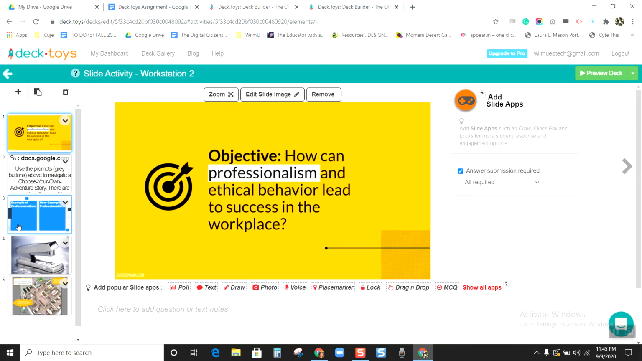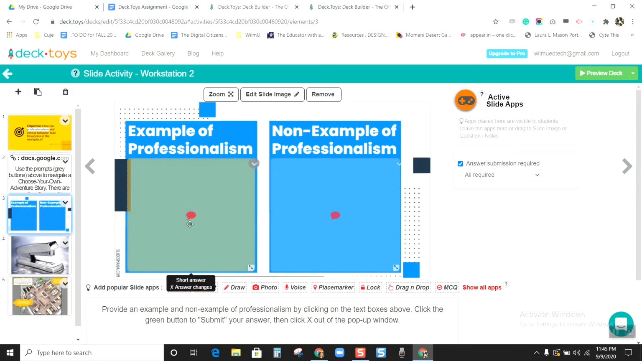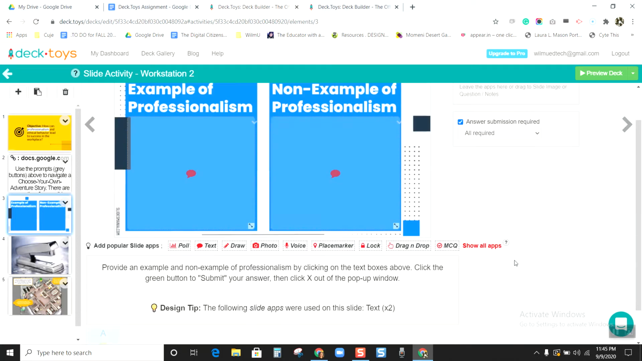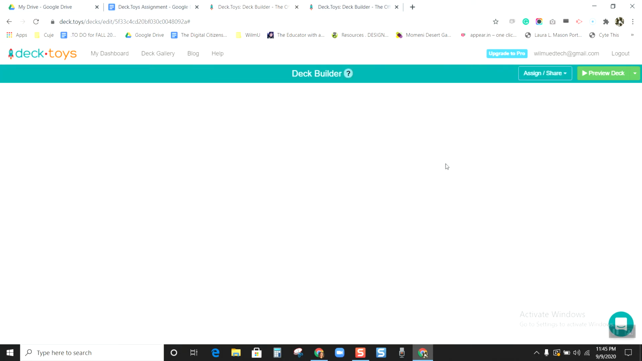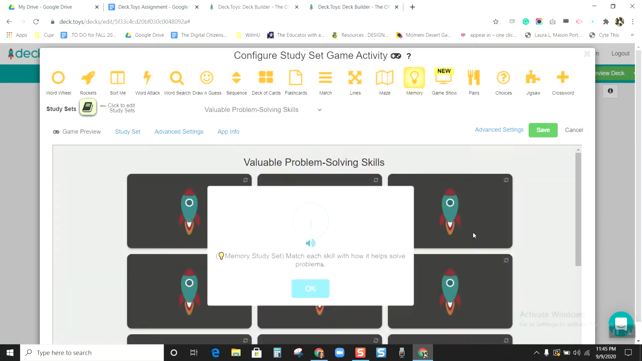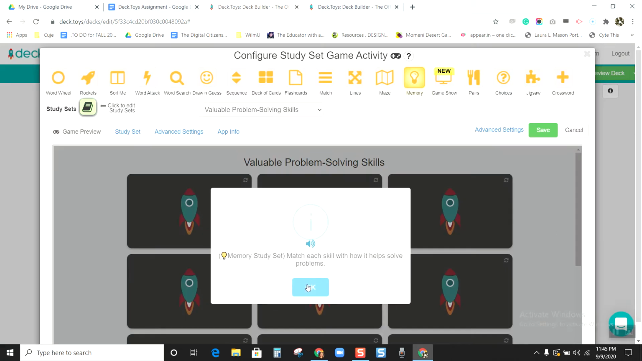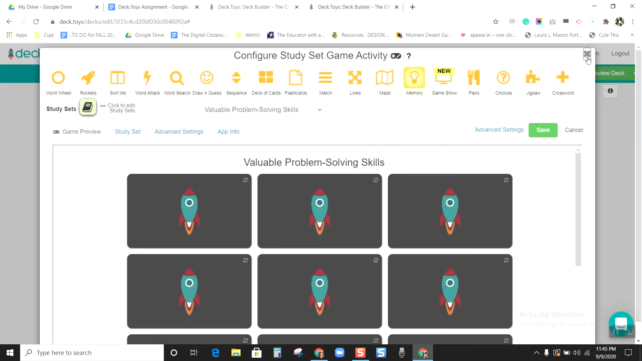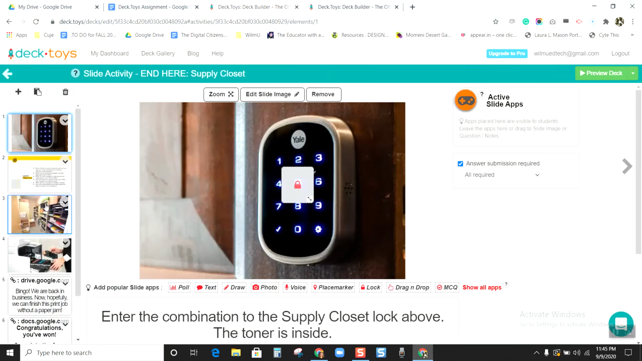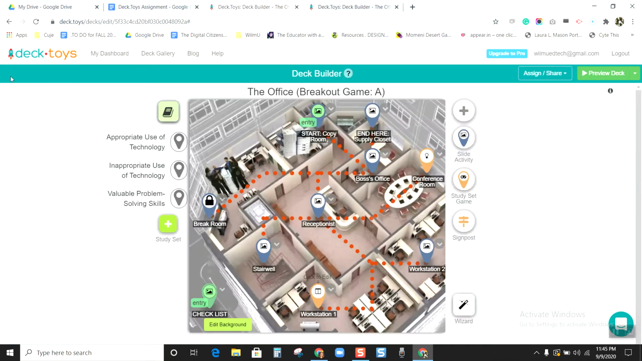So each activity had something different for you to do. This was a text box slide app. We had another study set here where you were playing a matching game. And again, you had the locks in the end. So there were a variety of different activities that you were exposed to.